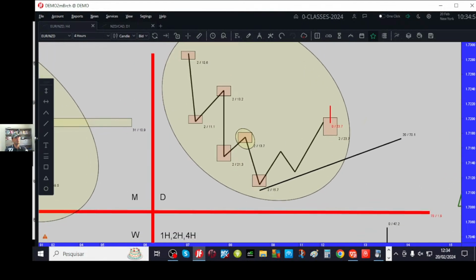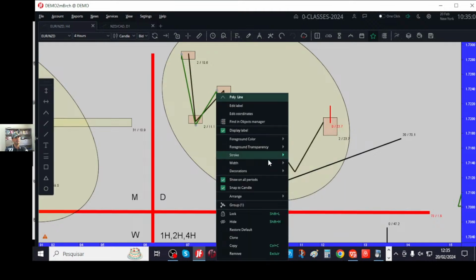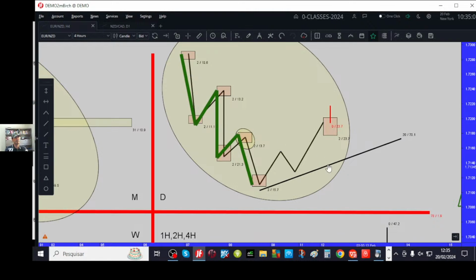So this is the trend, right? Relevant highs and lows. This is the trend. All right? Fair enough? The green one is the downtrend. All right. Now, circle, circle.